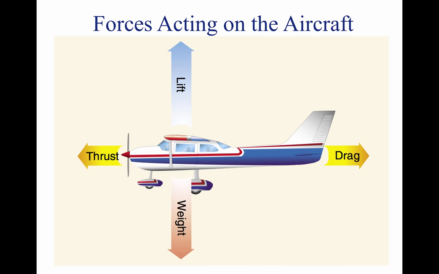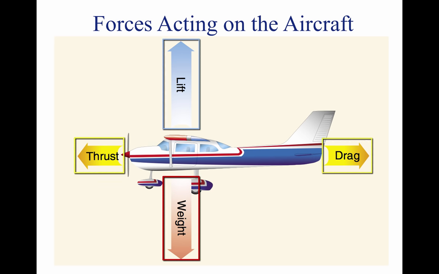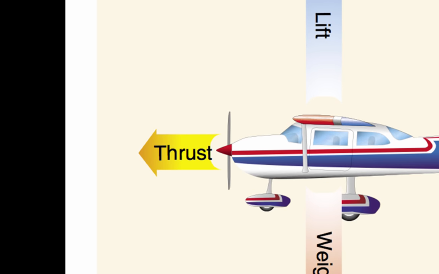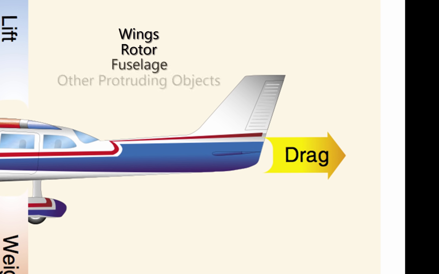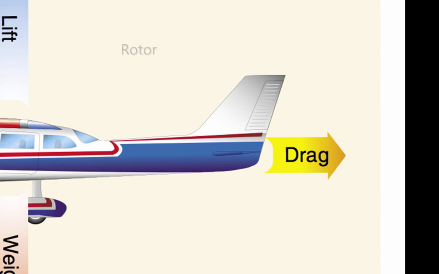The four forces acting on an aircraft in straight and level, unaccelerated flight are thrust, drag, lift, and weight. Thrust is the forward force produced by the power plant, propeller, or rotor, and is opposed by drag. Drag is the rearward, retarding force caused by air that has been disrupted by the wings, rotor, fuselage, and other protruding objects, and opposes thrust.